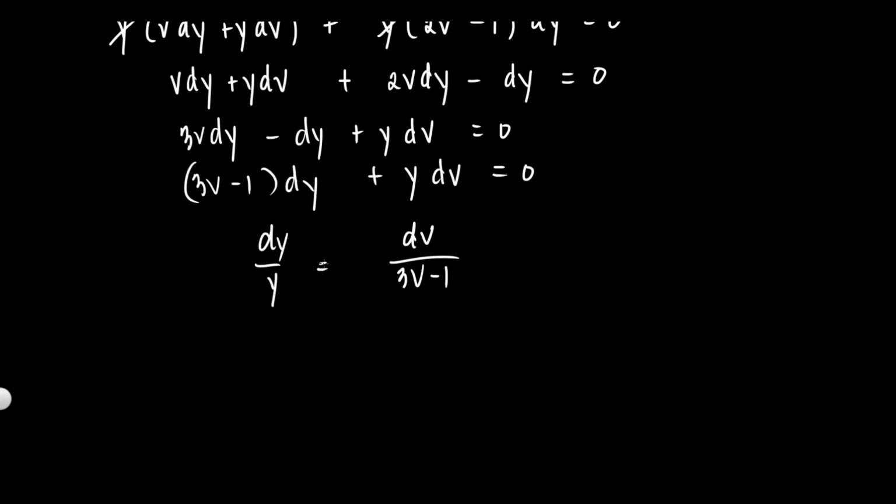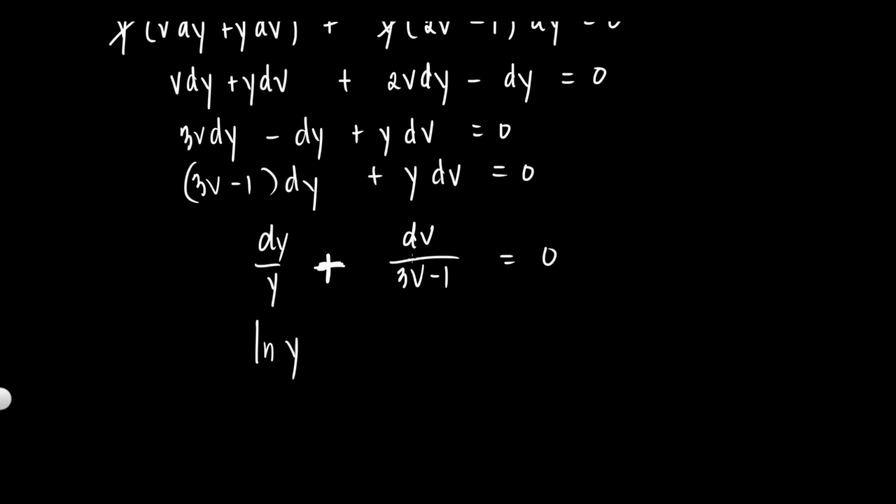Or sorry, plus pala ito, no? Plus equals 0. Yan. So, dy over y plus dv over 3v minus 1. Okay? So, ginroup lang natin sila. Okay? So, plus yan. So, the next step is to integrate. So, what is the integral of dy over y? That's ln y plus c.